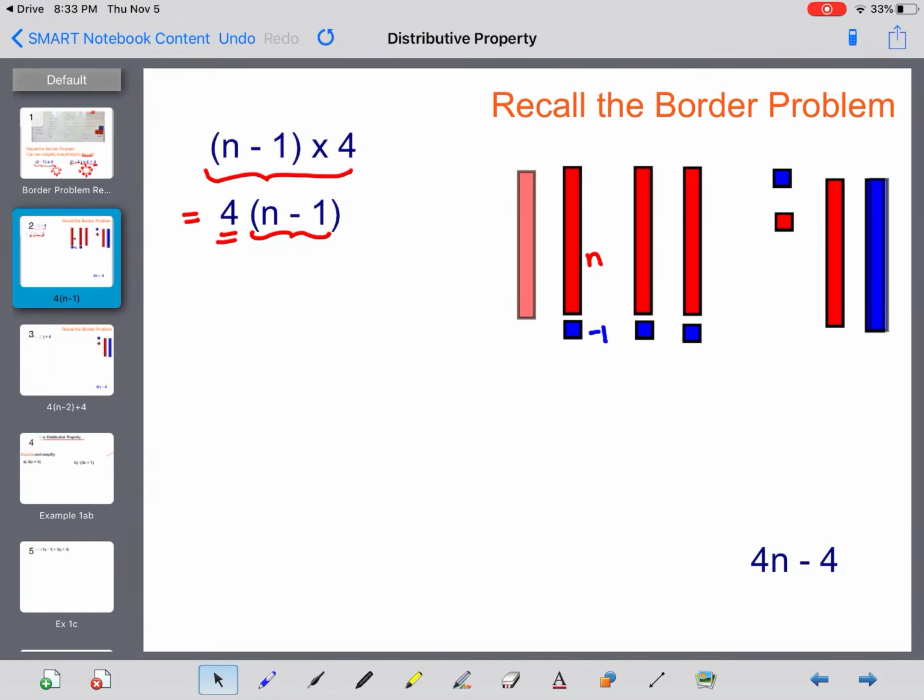Bring one over to the other side. So 4 copies of that. What do I have left here? Well, I have 4 n's now, 1, 2, 3, 4. So 4 n's, and I have also minus 4, 1, 2, 3, 4. So that's another way of writing that. And if you don't want to use algebra tiles all the time, what you might want to think about is that we're really multiplying the 4 times n, which is 4n, and then the 4 times negative 1, which is negative 4.